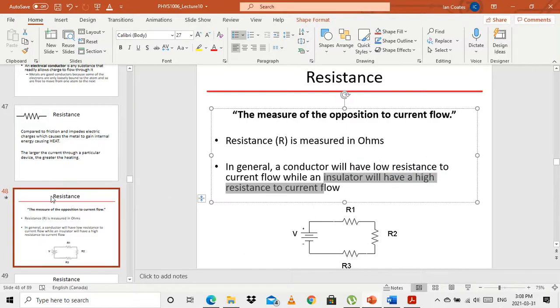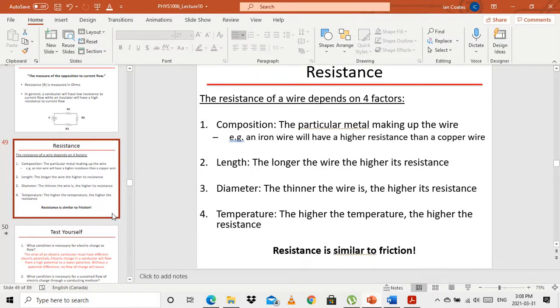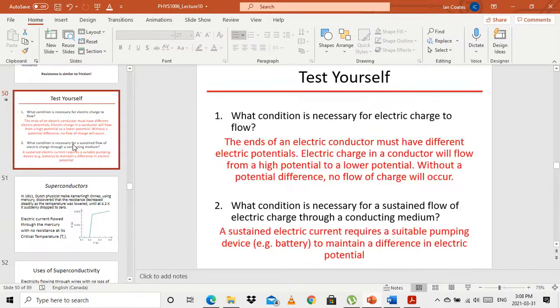Kind of like the same thing as what we've been talking about. What condition is necessary for electric charge to flow? The ends of an electric conductor must have different electrical potential. I'll read that again. The ends of an electric conductor must have a different electric potential. Electric charge in a conductor will flow from a high potential to a low potential.